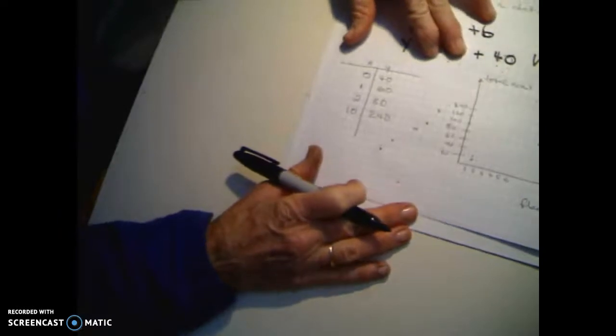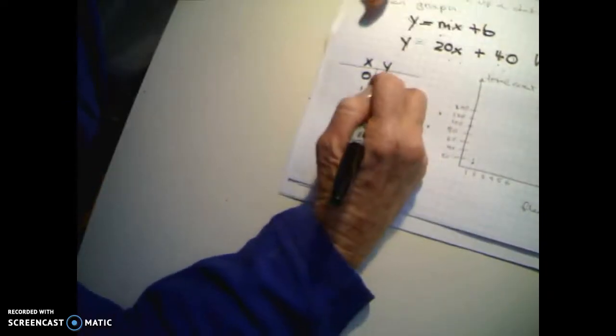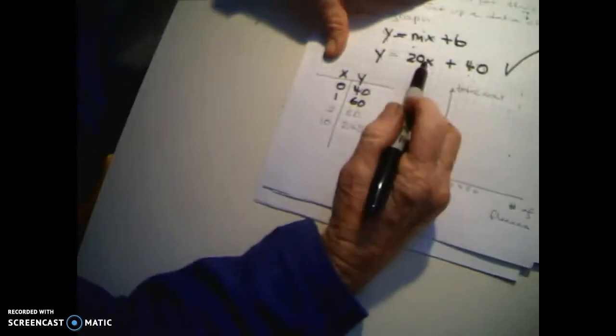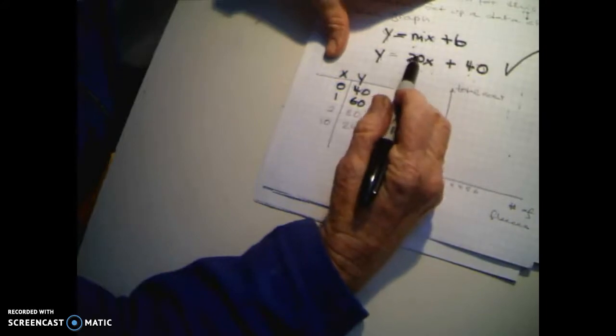So I suggest you pause the tape, make your own data chart, and then when you come back, it should look something like this. For 0 fleeces, I still have to pay Lands' End $40 because they set up their machines. If I just buy one shirt, it's going to be $60. Let's see why. Go back up to your equation. 1 times 20 is 20. 20 plus 40 is indeed 60.